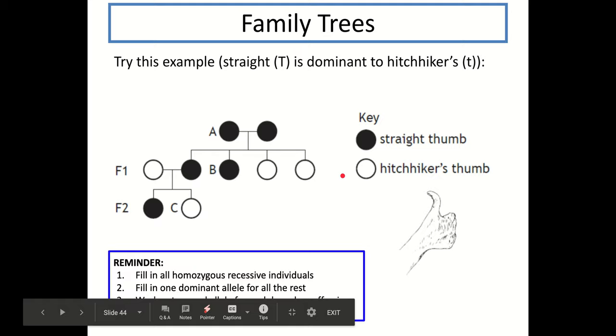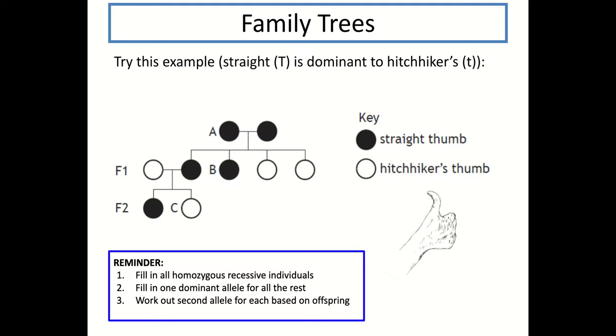So now let's have a try of this other example. This one here, straight thumb, big T, is dominant to hitchhiker's thumb, which is little t. There's also a reminder at the bottom left of the stages you should be following. So fill in all the homozygous recessive individuals first, then fill in one dominant letter for everyone else, and then work out the second allele for everyone else based on the parents or offspring that are shown. So pause the video here and give this a try, and then play when you're ready to go through the answers.